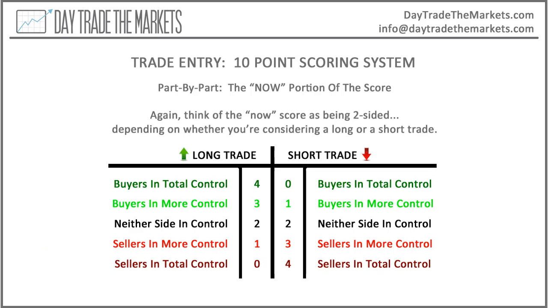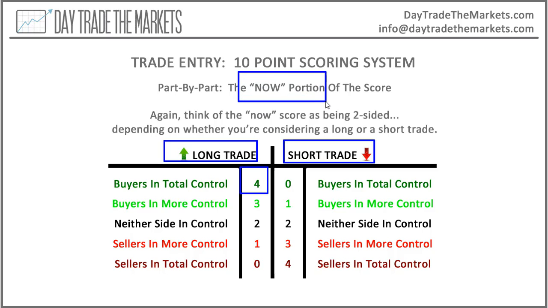And again, it's the same idea. We're always trying to think about this from the perspective of whether we're thinking about getting long or getting short. So for example, if we're thinking about getting long and we judge that the buyers are in total control, we're going to get 4 points for our long trade in the now portion of the score. Now, if we're thinking about a short trade and buyers are in total control, then we're going to get 0 points toward our short trade. We're not likely going to do that in terms of the now portion of the score.